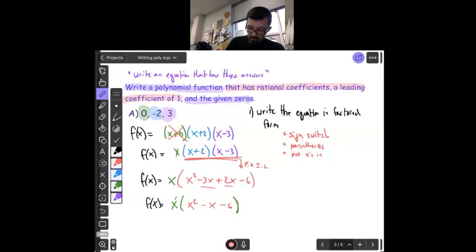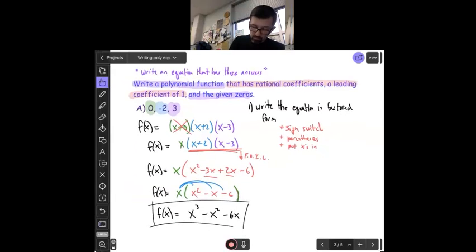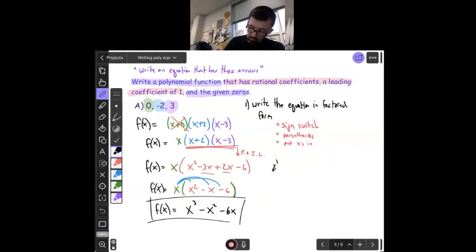Then last thing I need to do here is just distribute that x. X times x squared is x cubed. X times -x is -x squared. X times -6 is -6x. Okay. Step 1, you write the equation in factor form. Step 2, you distribute and simplify the problem, and that's it. You work it down to being an equation.